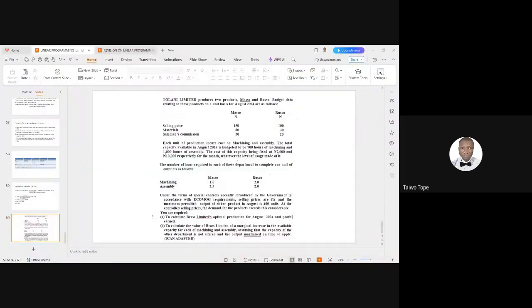The number of hours required in each of these departments to complete 1 unit of output is what we can see now. To complete 1 unit, you must always determine the value of 1 unit. So to produce 1 unit of Meso using machining, you need 1 hour. Using machining to produce Russo, you need 2 hours. Using assembling to produce Meso, you need 2.5 hours. To produce Russo, you need 2 hours.